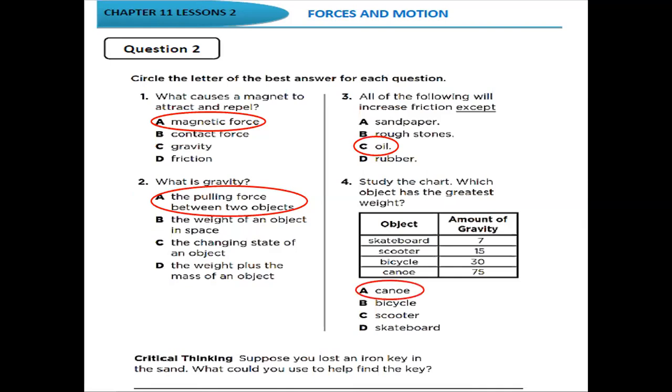Here is a critical thinking question. Suppose you lost an iron key in the sand. What could you use to help you find the key? You have a key made of iron, and it went in the sand and you lost it. What would you do to get this iron key? You will use a magnet, right? The magnet will attract the iron key from the sand. Why? Because the sand is solid, and we said that the magnet can attract things even if there are solid things in between. So the magnet can attract the iron key even if it is in the sand, right?